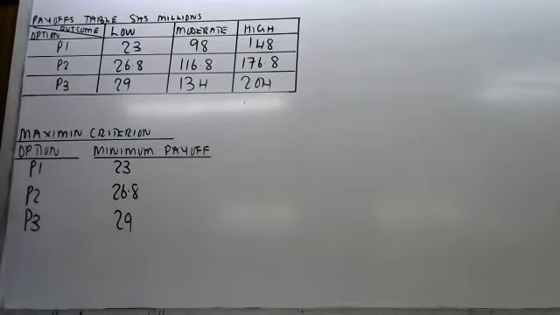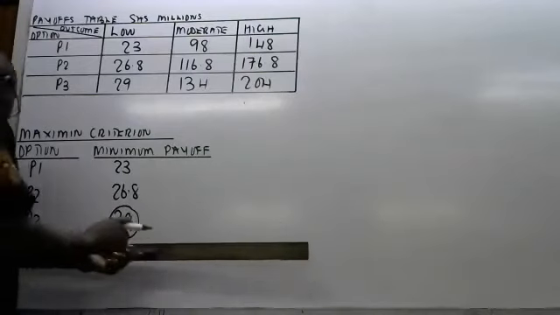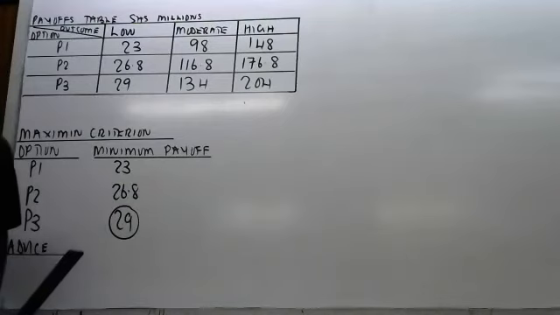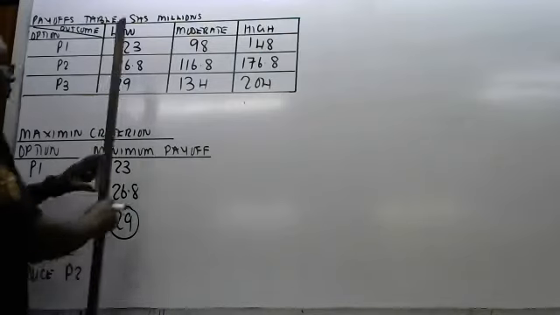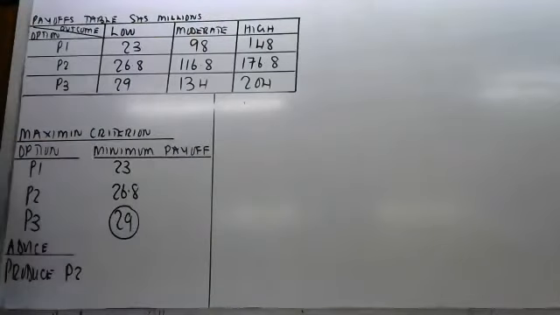So this rule states, select the maximum of the minimums. So the maximum of the minimums is this one. So the advice that we shall give to these guys is the pen to produce. So we will tell them that they should produce P2. That is what we shall advise them to do.